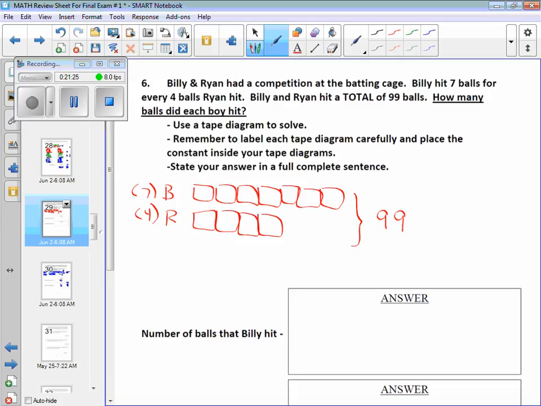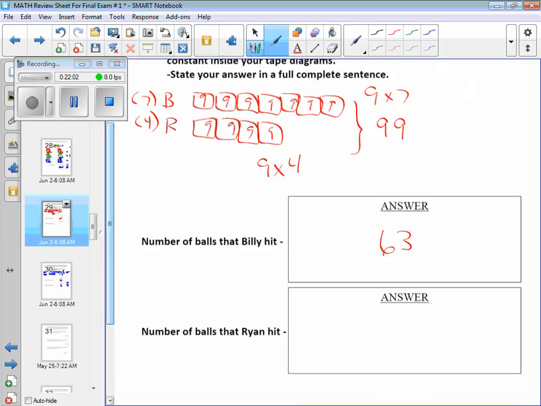Remember what I told you back in Mod 1. The objective is to try to find the magic number. You got to find the value of what each box is worth. How many total boxes are there? 11. 11 into 99 goes how many times? 9. That's your magic number. Once you find the magic number, you add up all the 9s for Billy, or do 9 times 7. Add up all the 9s for Ryan, or 9 times 4, and you get your answer. 63 and 36.